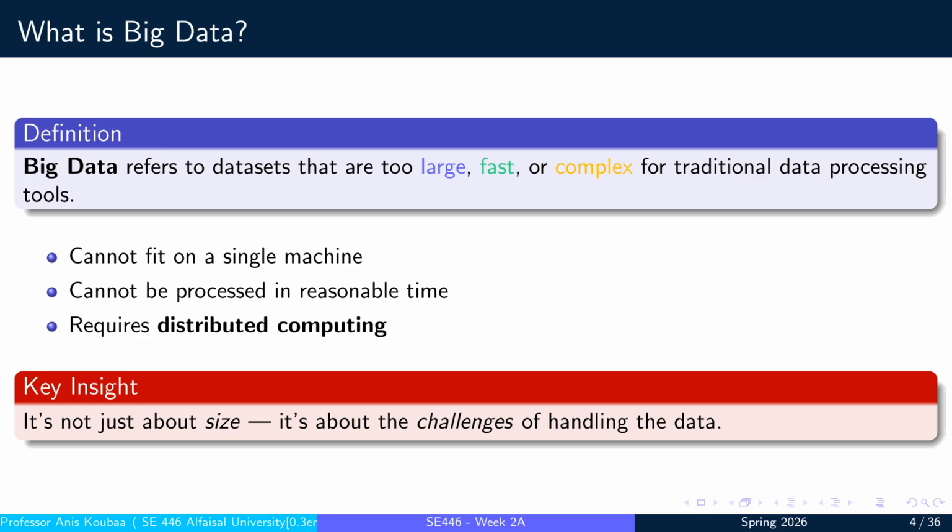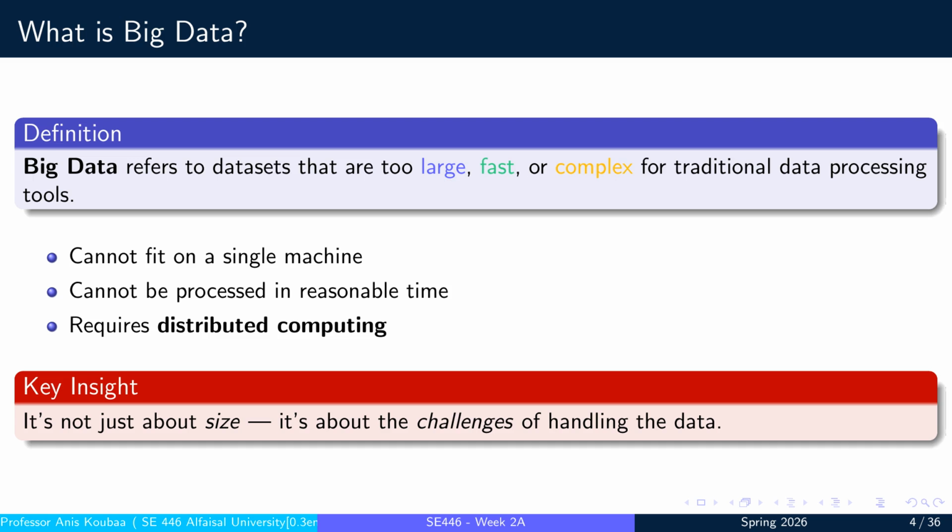So what exactly is big data? Let us understand this through a concrete definition. Big data refers to data sets that are too large, too fast, or too complex for traditional data processing tools to handle. To clarify what this means, we need to understand 3 fundamental characteristics.